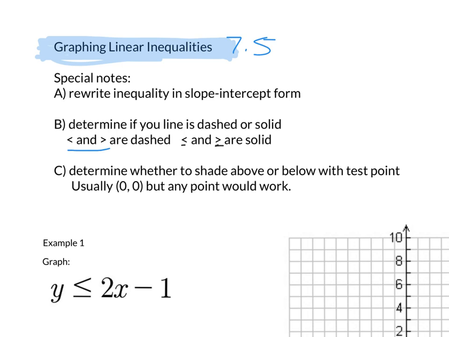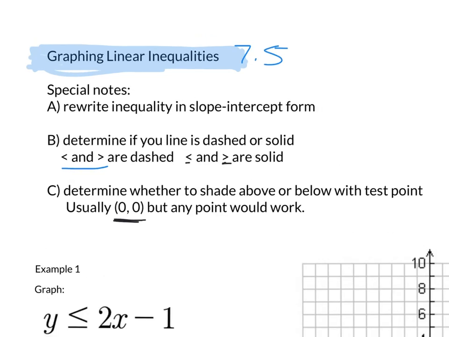And the third thing is we're going to determine where we shade. The whole idea of this is shading. We're going to shade above or below with a test point, usually 0, 0, but any point would work. We like to use 0, 0 because we know where it's at. Remember, 0, 0 is the origin. Okay, let's move on to our first example.